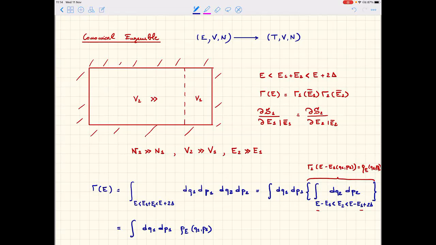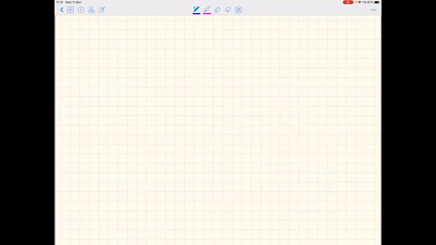It's as if I'm projecting everything on system 1 in a sense. And now the question is, what is the expression for rho of E? Well, I know that rho of E, as I told you before, is equal to gamma 2 of E minus E1(Q1, P1).